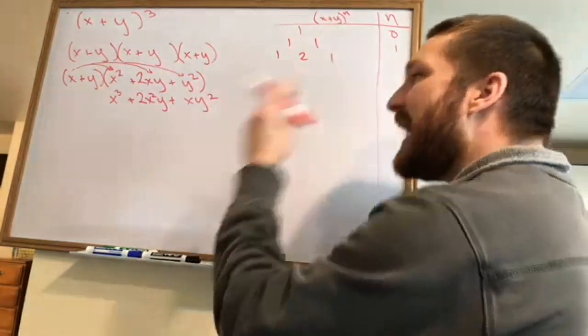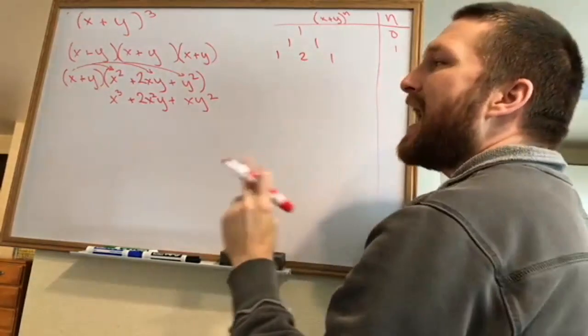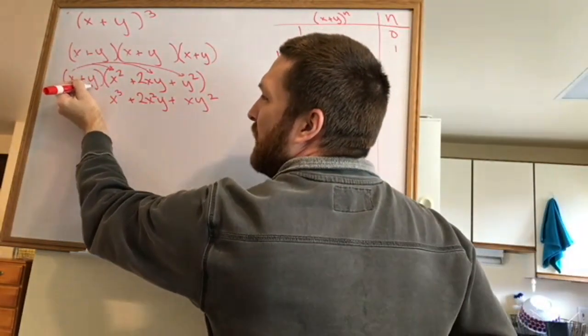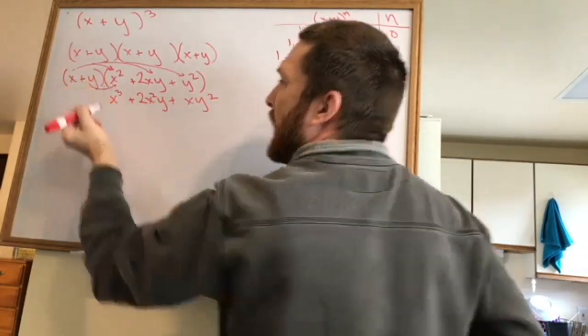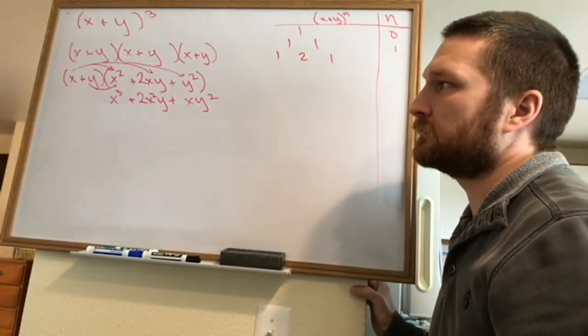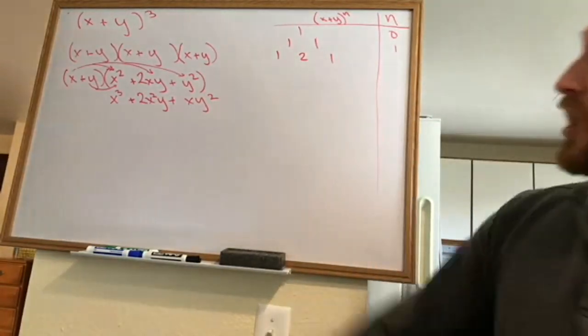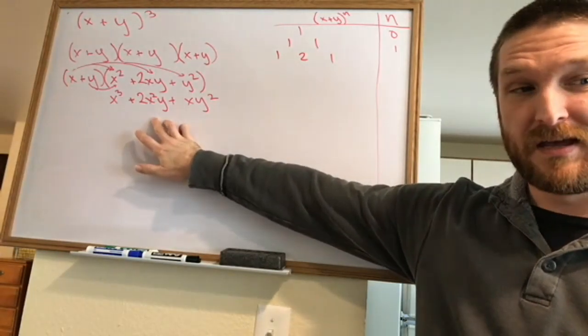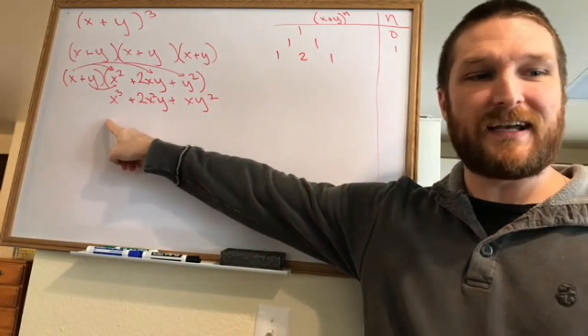Okay. Now, let's throw the y in. So the y needs to distribute into every one of these. The y multiplies the x squared, and I get what? X squared y. And look, I already have a column of x squared y, so I'm not going to write it over here.